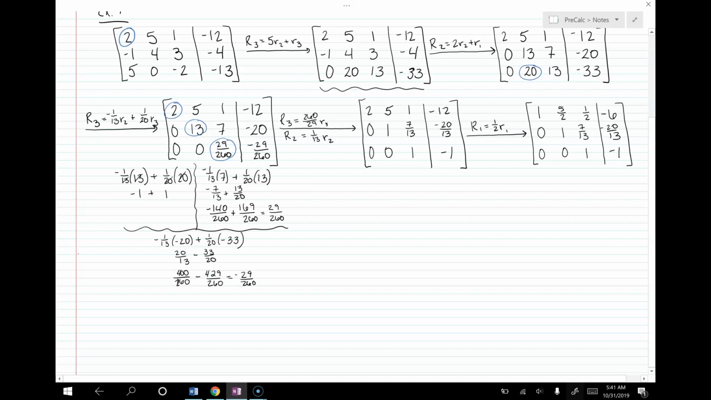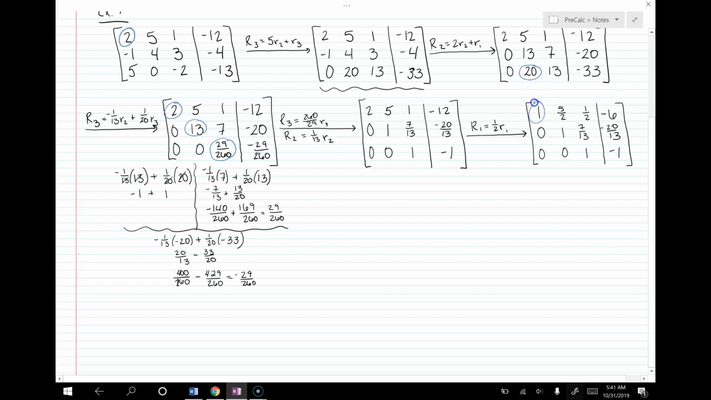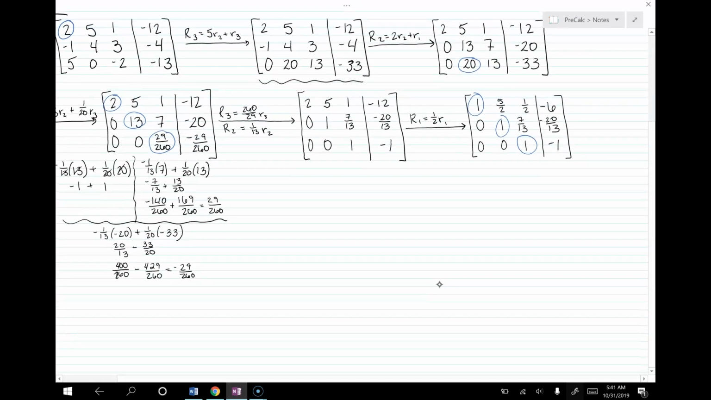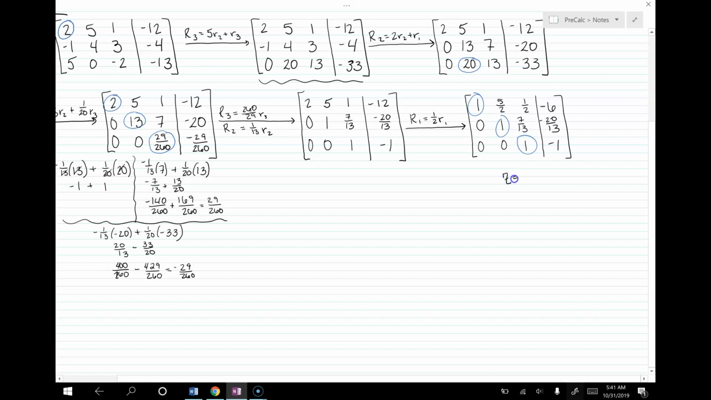We're not trying to get reduced row echelon form. We want row echelon form where there is a 1, a 1, and a 1. And the reason being is because that means that z, that last row, z is equal to negative 1. And then we substitute from there.